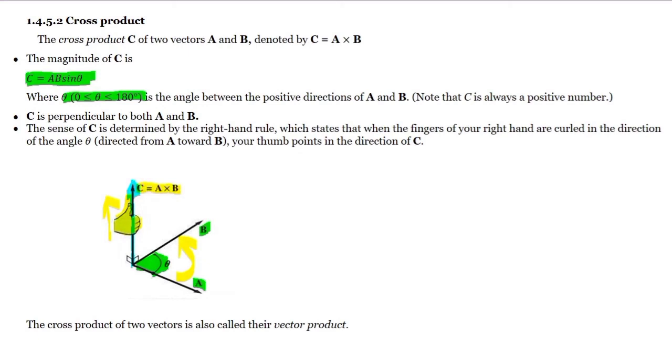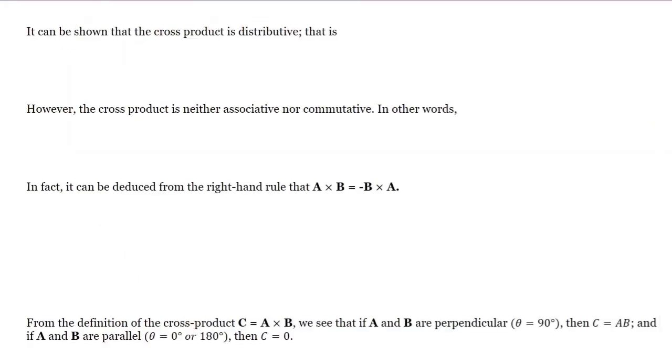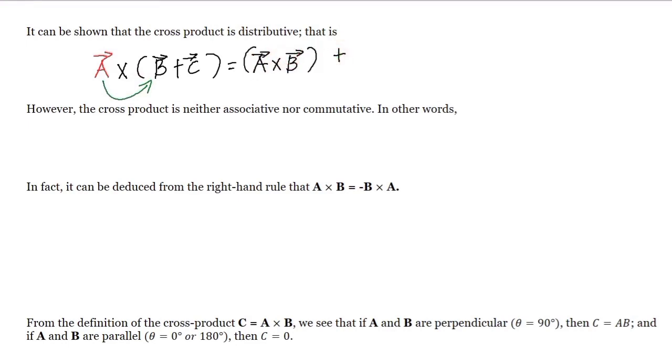The cross product of two vectors is called their vector product. It can be shown that the cross product is distributive. Let's say we have the vector A, and we take the cross product of the vector A with the sum of the vector B and C. So we can only say that since this is distributive, that's the cross product of the vector A and B plus the A and C.